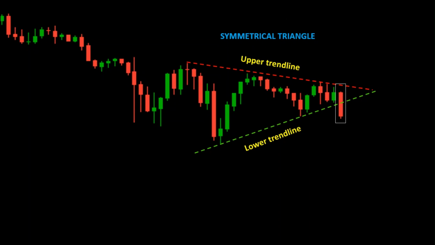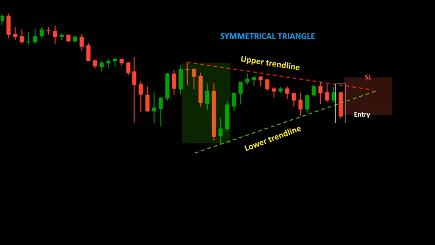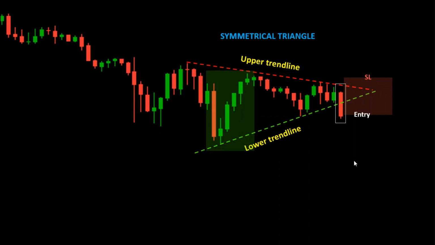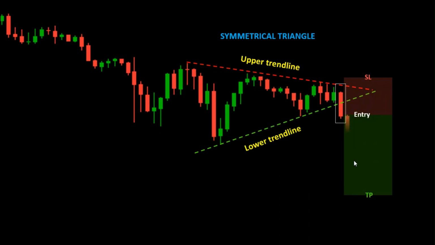This breakdown presents a potential entry point for a sell position, as the momentum shifts back in favor of the sellers. Place your stop loss just above the most recent swing high. Project the height of the triangle downward from the breakout point for a take profit target.